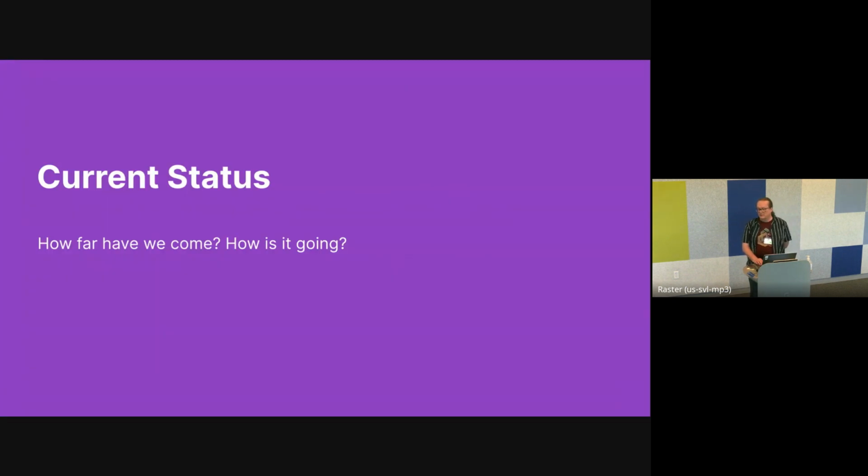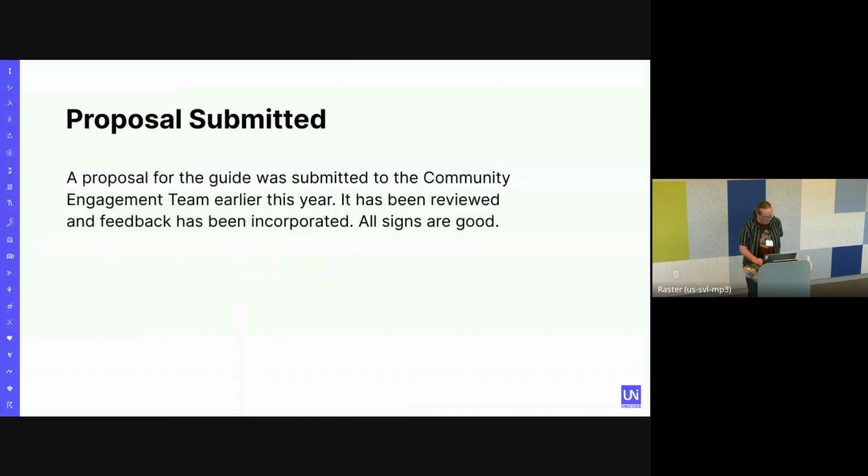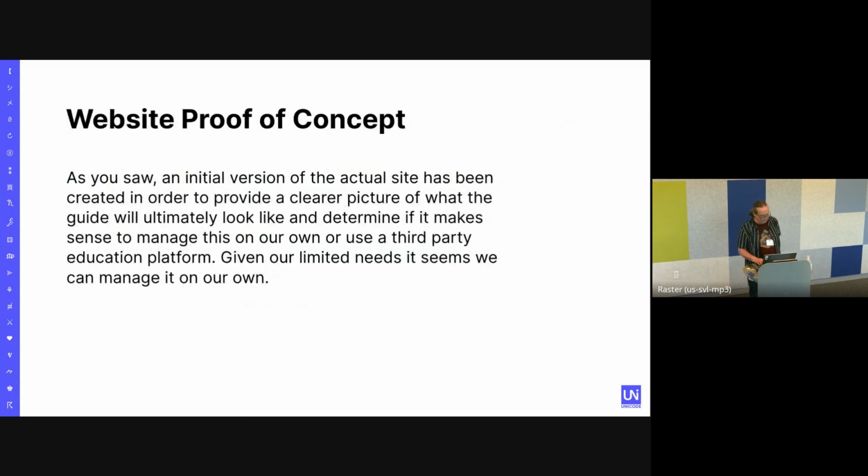So what's the actual current status on this? Where do we stand? A fairly detailed proposal for the guide was submitted to the community engagement team earlier this year. It's been reviewed and feedback has been incorporated and all signs are good. As you saw, an initial version of the actual site has been created in order to provide a clear picture of what the guide will ultimately look like and determine if it makes sense for us to manage this on our own or to use a third-party education provider. But given the experience building out the initial prototype and our limited needs, it seemed it's something we could easily manage on our own.